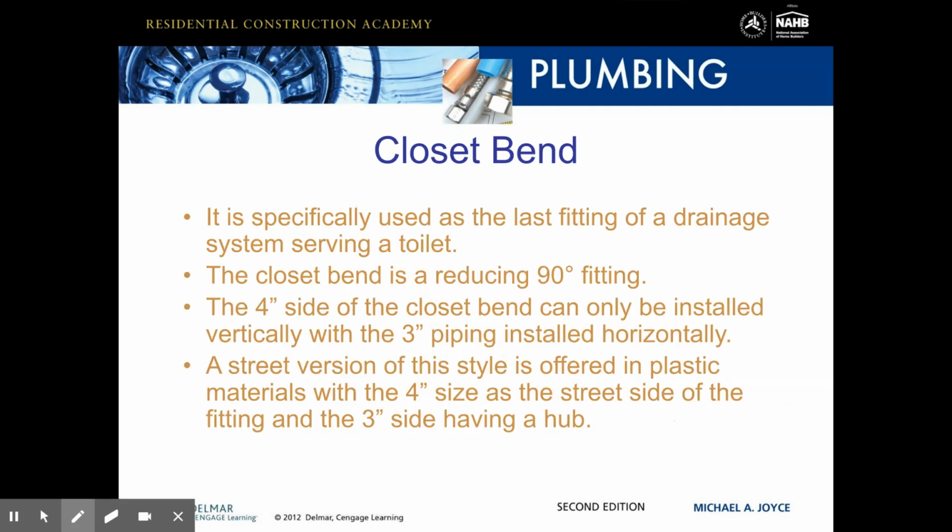A closet bend is specifically used as the last fitting of a drainage system serving a toilet. The closet bend is a reducing 90-degree fitting. The 4-inch side of the closet bend can only be installed vertically, with a 3-inch piping installed horizontally. A street version of the style is offered in plastic materials, with the 4-inch size as the street side of the fitting and the 3-inch side having a hub.